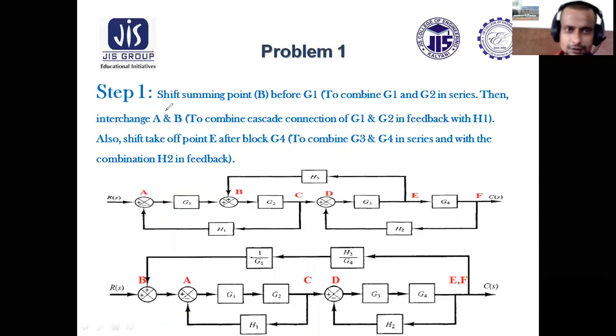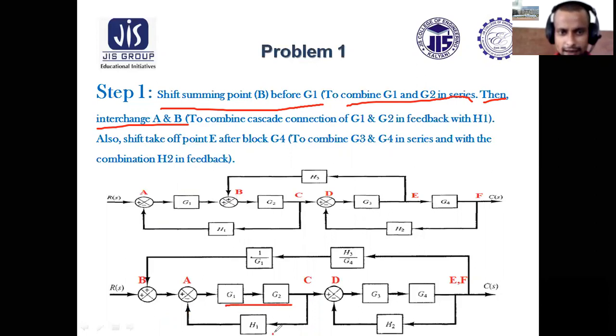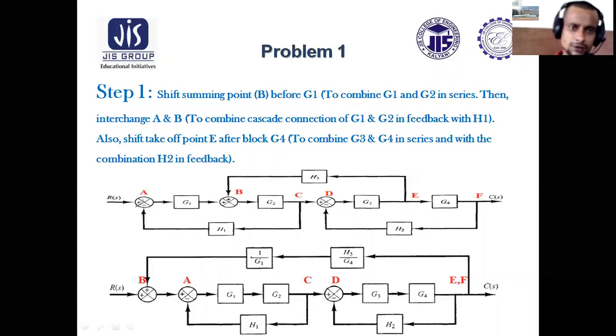So our first task is to shift summing point B before G1 to combine G1 and G2 in series. Then interchange A and B. Why do we interchange A and B? So as to make feedback combination between G1, G2 and H1, to combine the cascade connection of G1, G2 in feedback with H1. So hopefully this point is clear, why B is to be shifted before G1 and why A and B need to be interchanged. This was the first task.